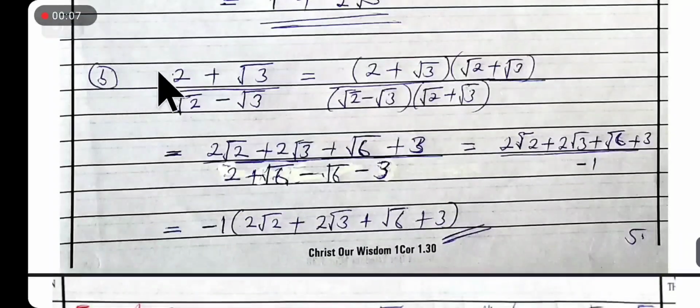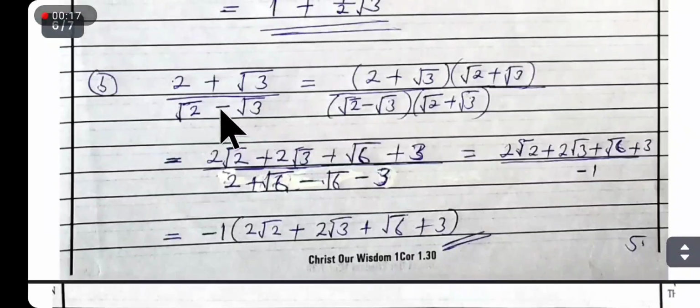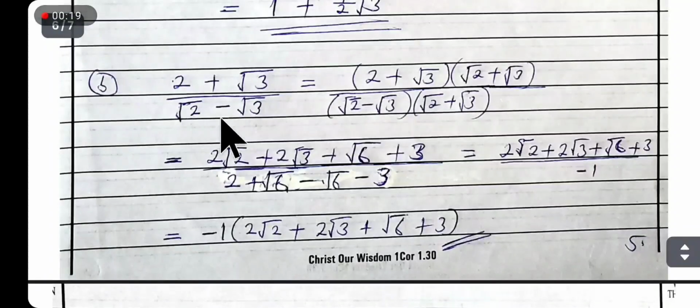Example B, the B part, we have 2 plus root 3 all over root 2 minus root 3. Okay, so if we are solving this, we need to find the conjugate of the denominator, then use the conjugate to multiply the numerator and the denominator at the same time. So the conjugate of root 2 minus root 3 is root 2 plus root 3.